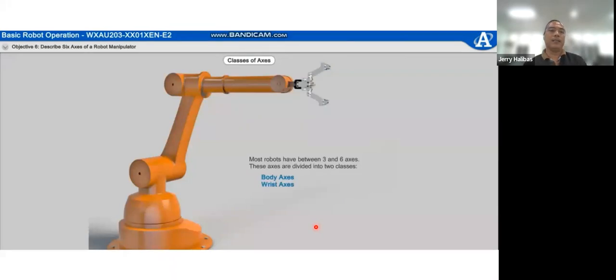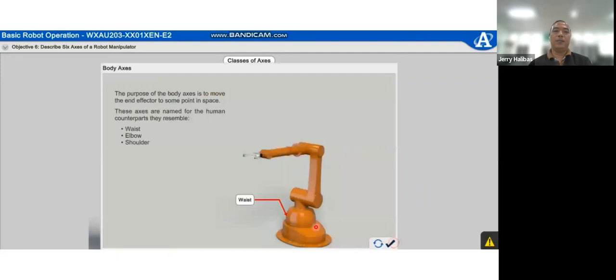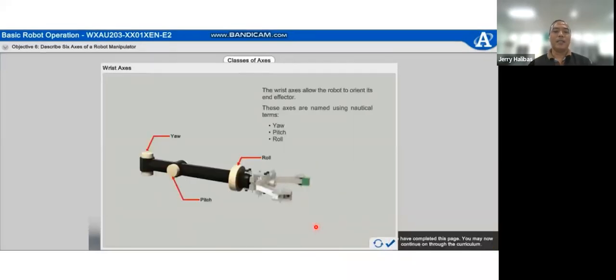So, classes of axes. These axes are divided into 2 classes: the body axes and the rest axes. When you say body axes, that is the waist, shoulder, and elbow, the general part of the body. When you say rest axes, that is your end effector, where the tools are attached. You can control it in terms of yaw, pitch, and roll of your end effector.